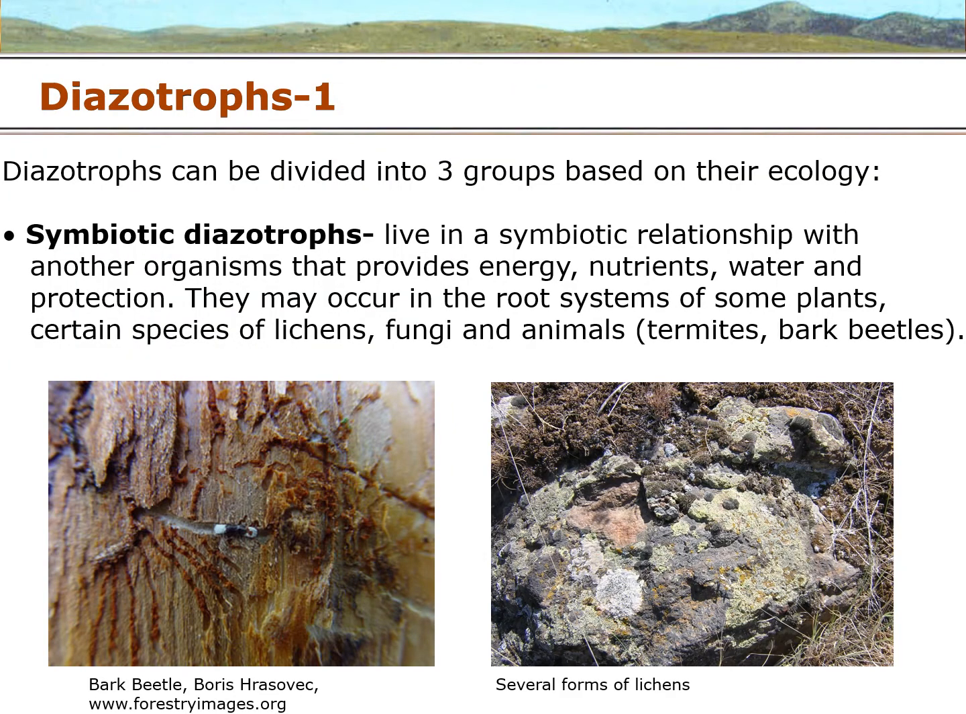So let's spend a little bit of time on these organisms called diazotrophs. Diazotrophs can be divided into three groups based on their ecology. First, we have the symbiotic diazotrophs. They live in a symbiotic relationship with another organism that provides them with energy, nutrients, water, and protection. They may occur in the root system of some plants, certain species of lichens, fungi, and even animals such as termites and bark beetles.